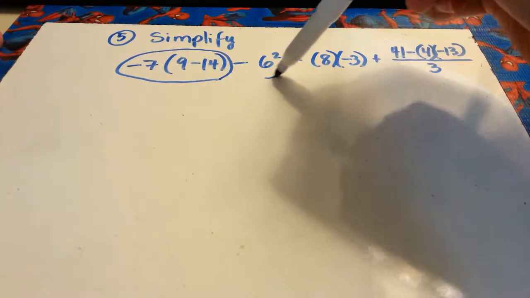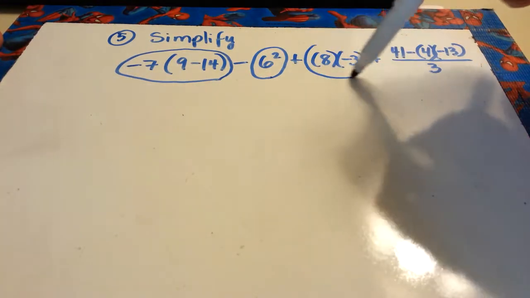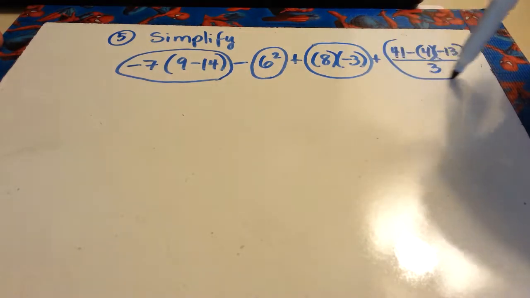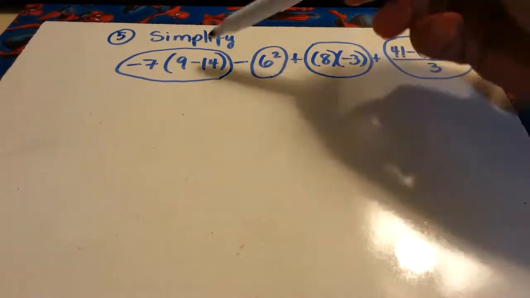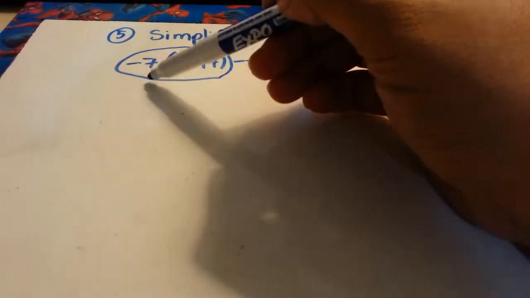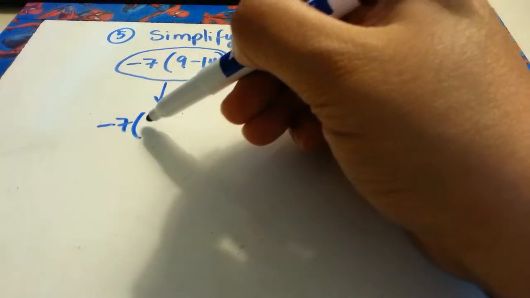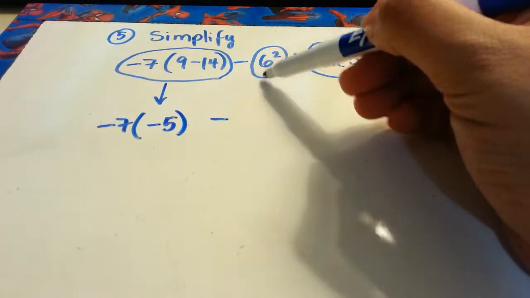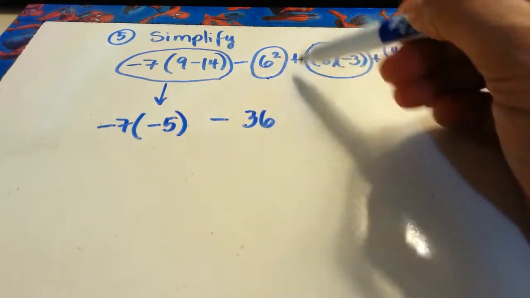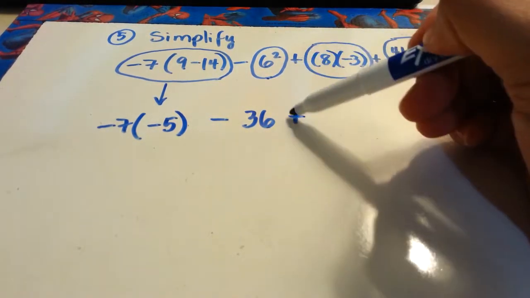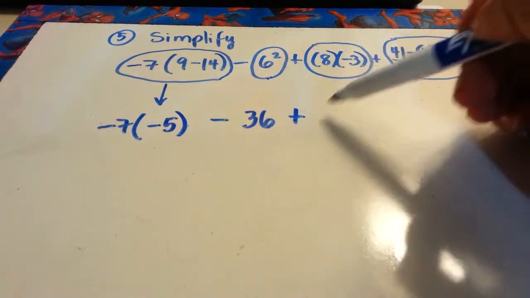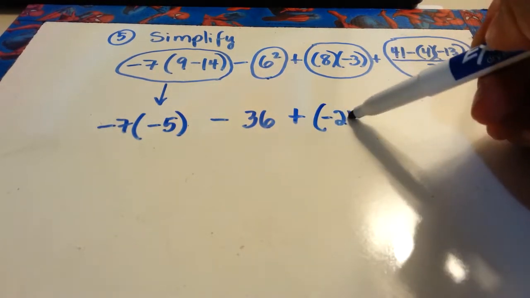I see that I have this term, and these two terms. So what I'm going to do is simplify each term and then combine everything. Well, when I look at this, this is negative 7 times 9 minus 14, which is a negative 5. Right? Minus 6 squared is 36. Plus 8 times negative 3, which happens to be a negative 24.